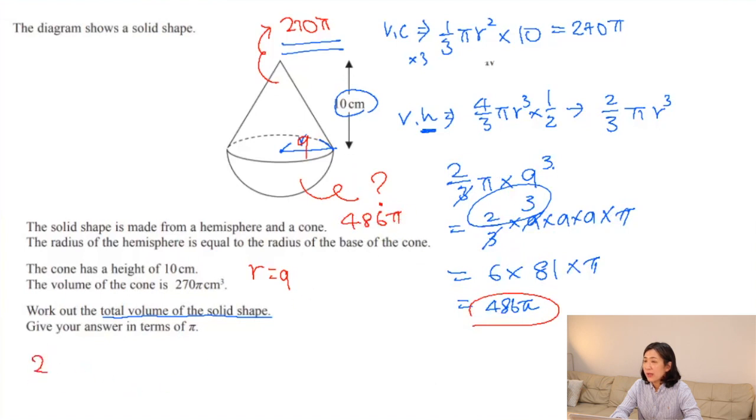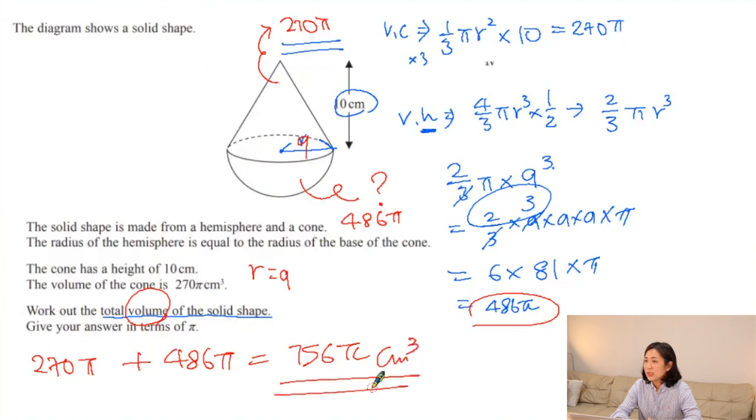Make sure we add them up together, right? Because we're looking for the volume of the total shape. So now 270 pi plus 486 pi, the answer will be 756 pi. Make sure your unit is cubic centimeters for volume, right?